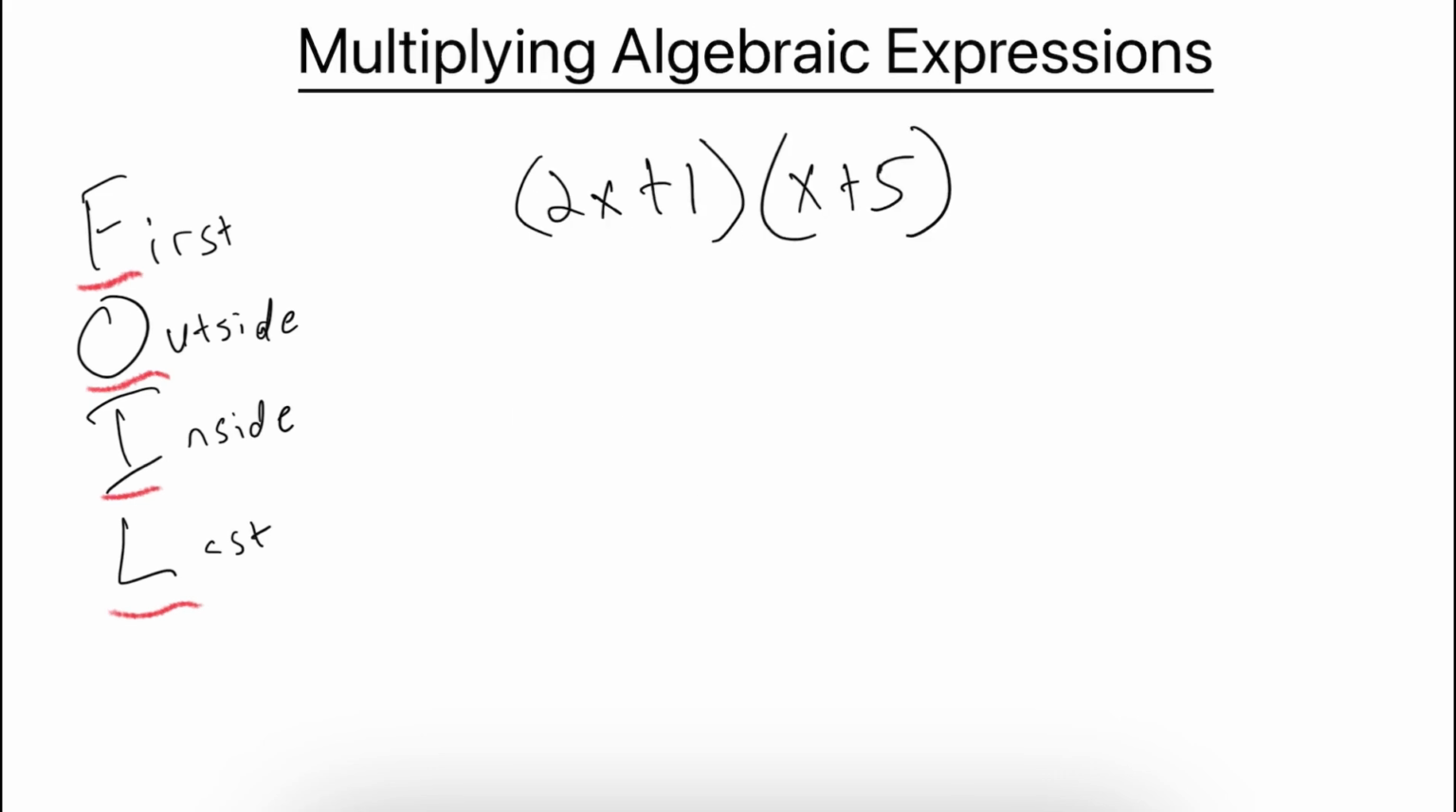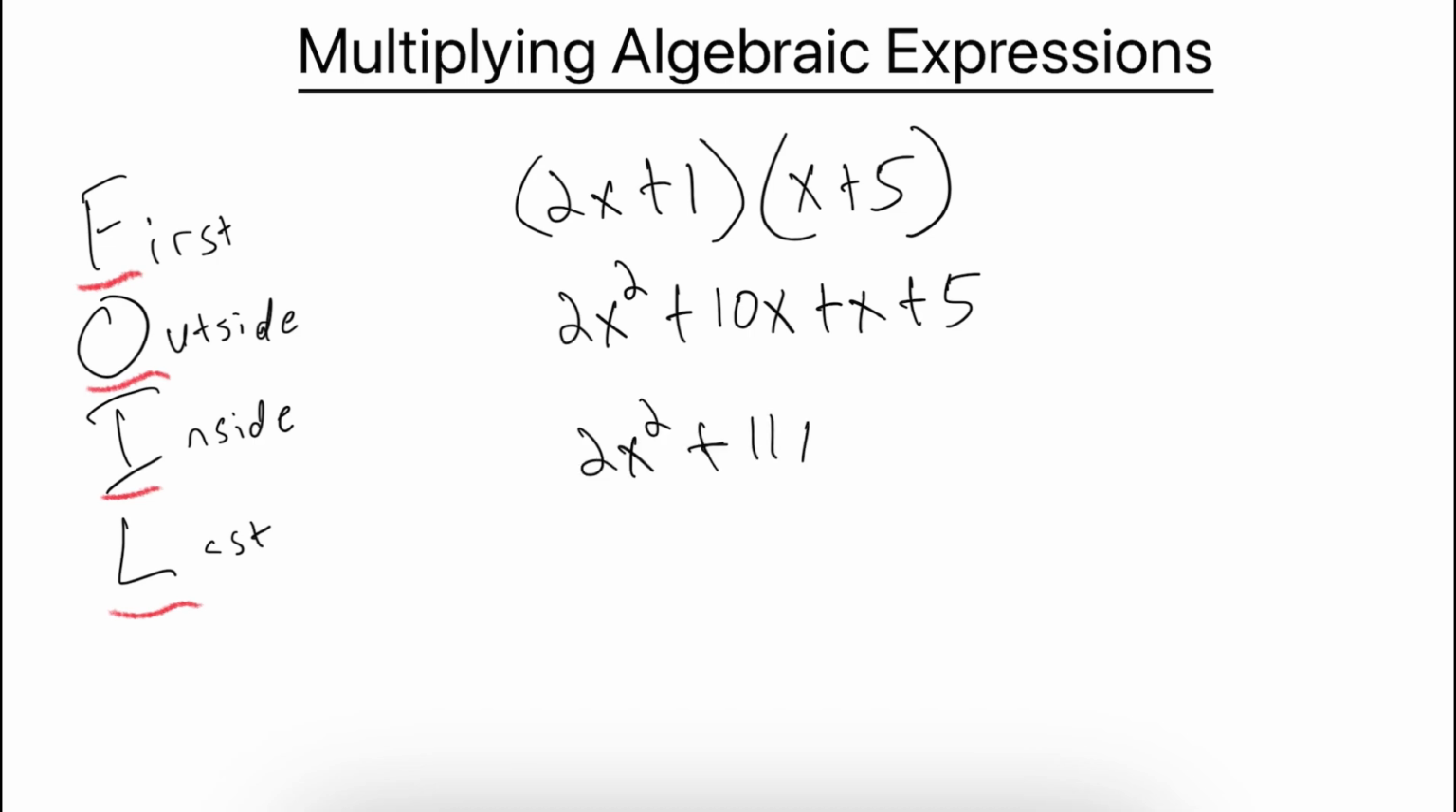Now we have 2x plus 1 times x plus 5. So we'll do first, outside, inside, and last. So first we have 2x times x, giving us 2x squared. Then 2x times 5 is a positive 10x. Then positive 1 times x is plus x. And 1 times 5 is positive 5. We'll group our terms. Our final answer is 2x squared plus 11x plus 5.